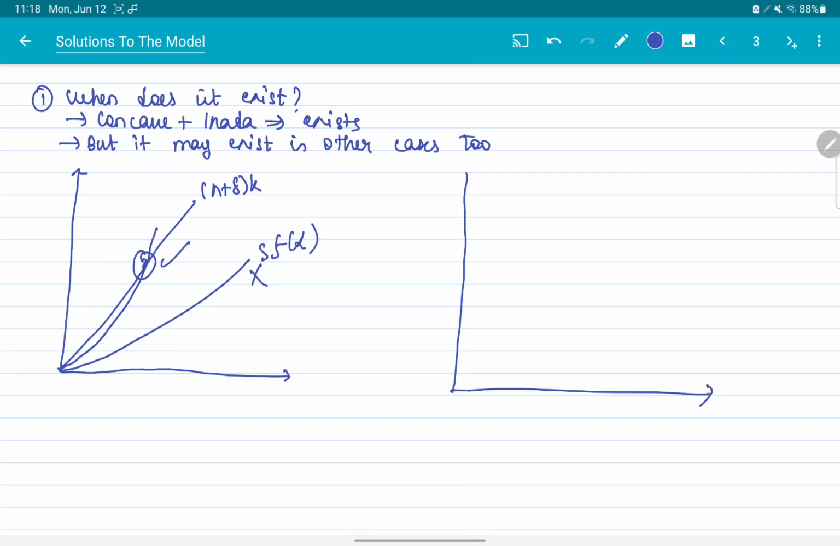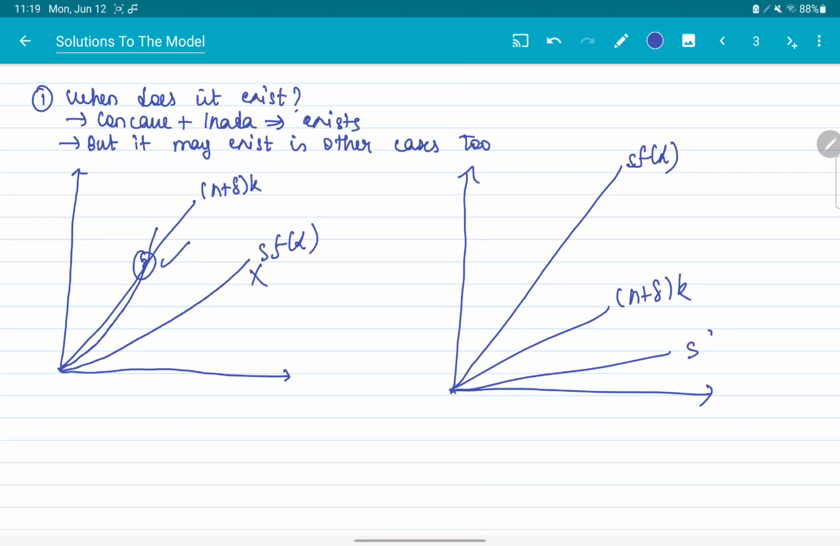Similarly, under linear production functions, you might have sf(k) and this is (n plus delta)k. You might even have this as sf(k), or this as sf(k), the same line as this. Again, in all cases, no steady state, and you have infinitely many steady states. Trivially true, because the two lines are always alike.